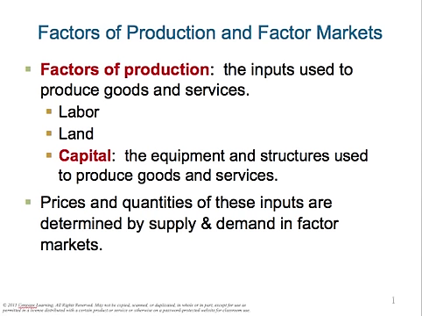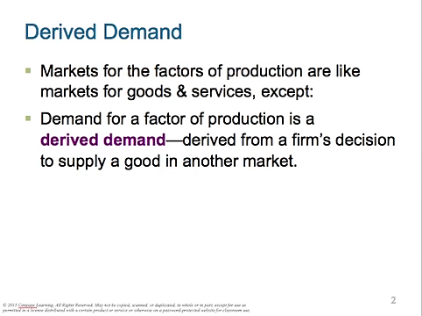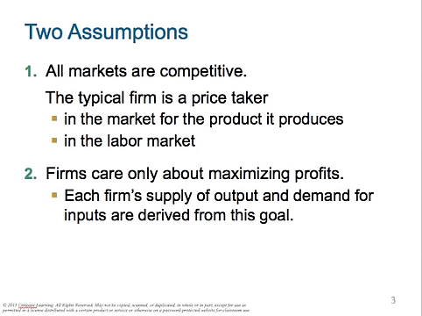Prices and the quantities of these inputs are determined by supply and demand in factor markets. So basically there is a market for the inputs that producers need to produce an output. Now, with this we talk about derived demand. Markets for factors of production are like markets for goods and services, just like we've been talking about so far, except there's a demand for a factor of production, and that's known as a derived demand. It is derived from a firm's decision to supply a good in another market. So they have a derived demand for factors of production.